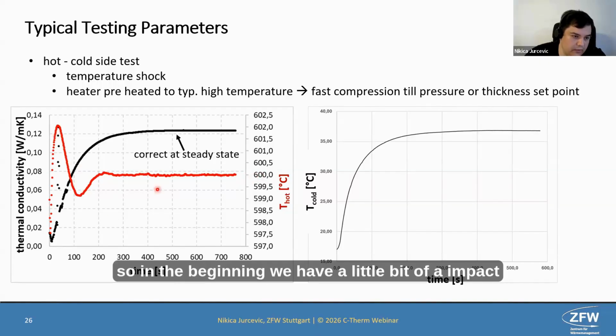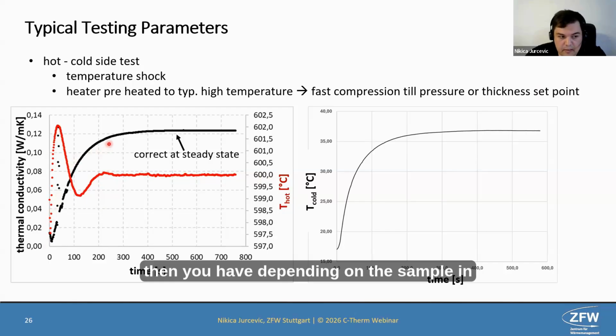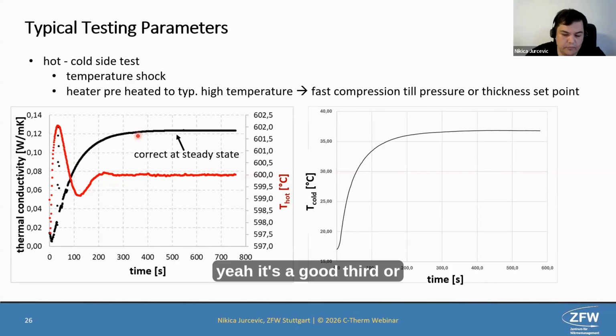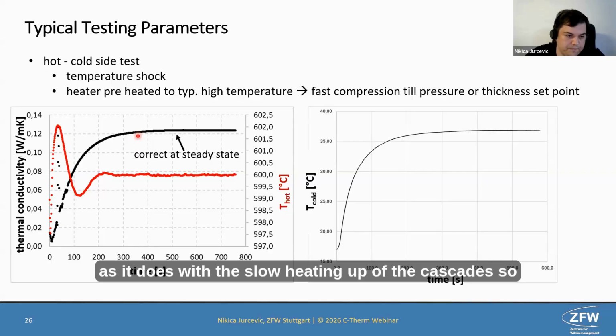In the beginning we have a little bit of an impact of the compression on the heater itself, but you reach your goal very quickly. And then, depending on the sample, in a couple of minutes you will reach steady state. So it's a good third, safe test to make sure that the material also behaves in temperature shock the same as it does with the slow heating up of the cascades.